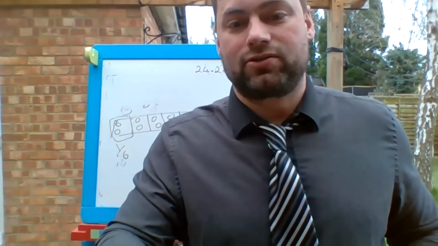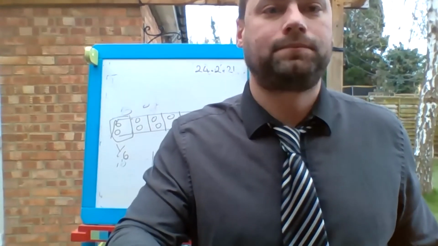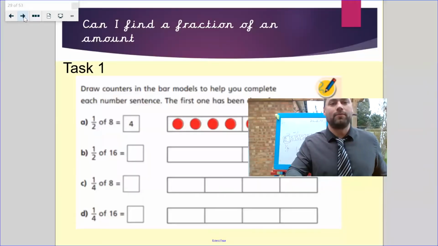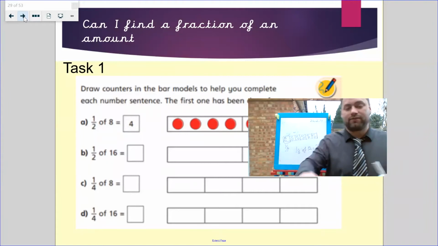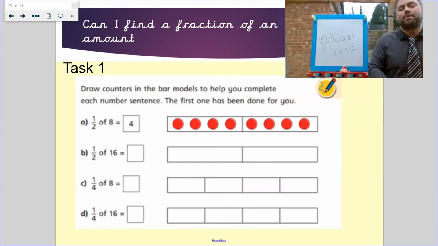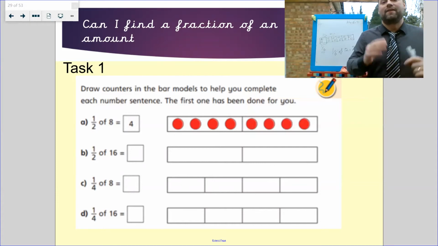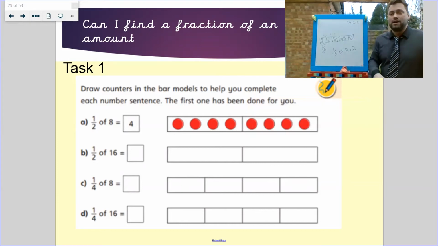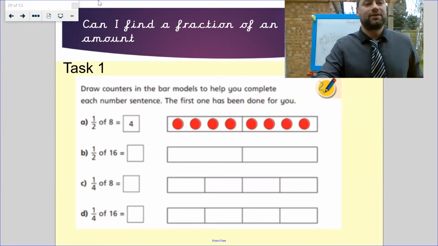Right, let's go back to the screen share and let's move on. So your independent work for today, your challenges. Challenge number 1, draw counters in the bar models to help you complete each of the number sentences on the left. The first one has been done for you. So that's challenge number 1, pretty self-explanatory.